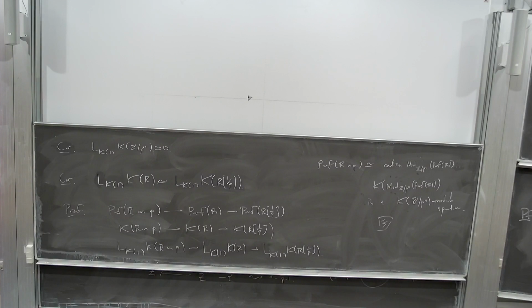So I think the question is, this is a computation mod p, and why is that enough? But this is only a statement modulo p. This V1 nilpotence only makes sense on the mod p Moore spectrum theory, because V1 is really a class from the mod p Moore spectrum, right? This class V1 is in pi 2p minus 2 of the sphere mod p for odd p.